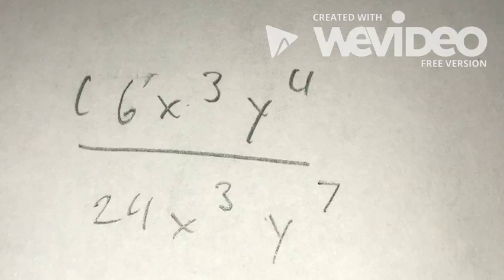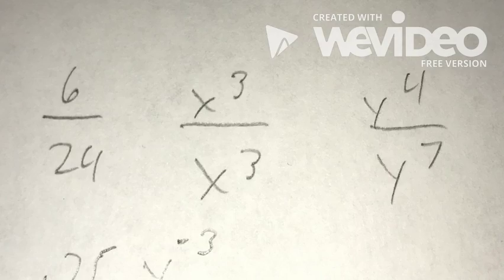So basically, when that's all said and done, what you're going to want to do here is divide your whole numbers and subtract your exponents. So by doing this, basically you're going to separate it, and you can write out 6 divided by 24, and you would take x to the third, both x to the thirds, and subtract them from each other, canceling x out, and you would subtract y to the seventh from y to the fourth, leaving you with y to the negative 3.